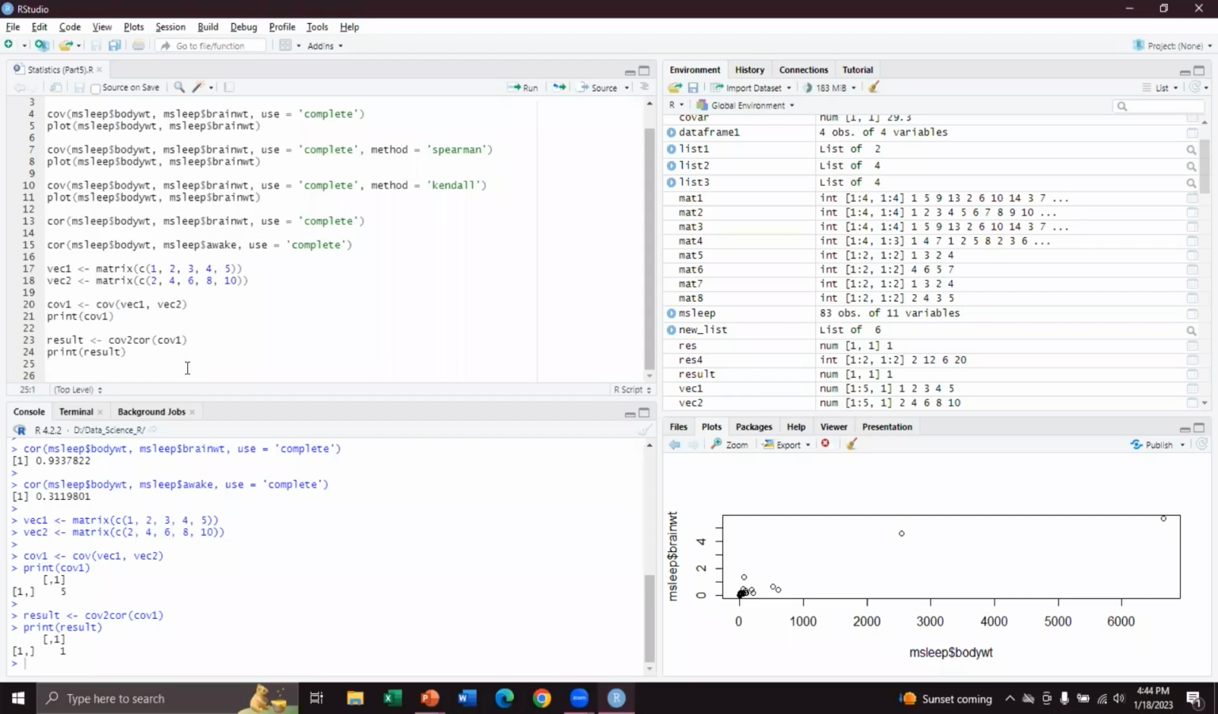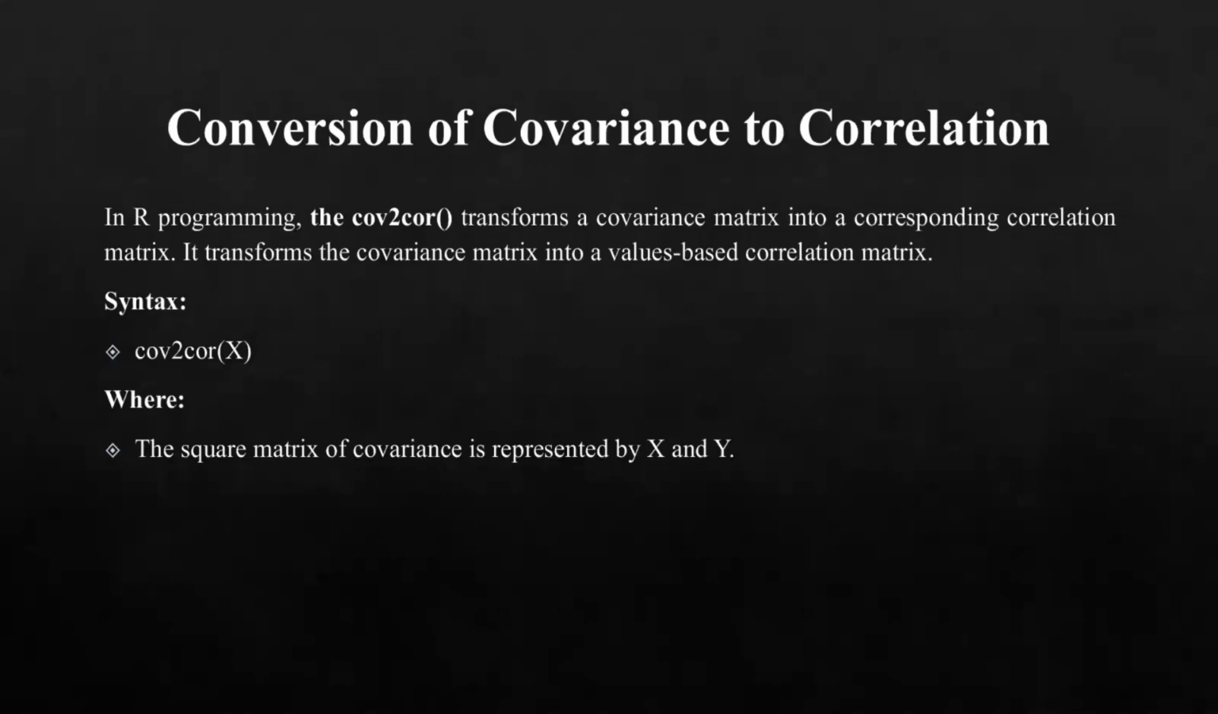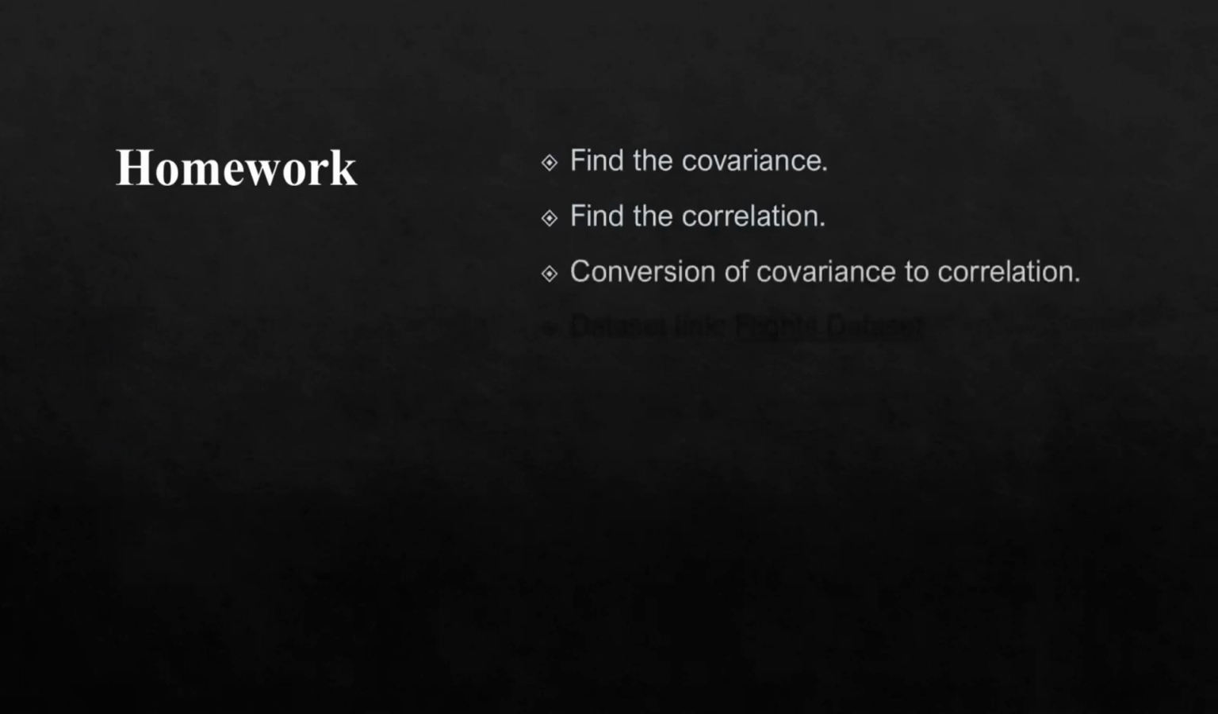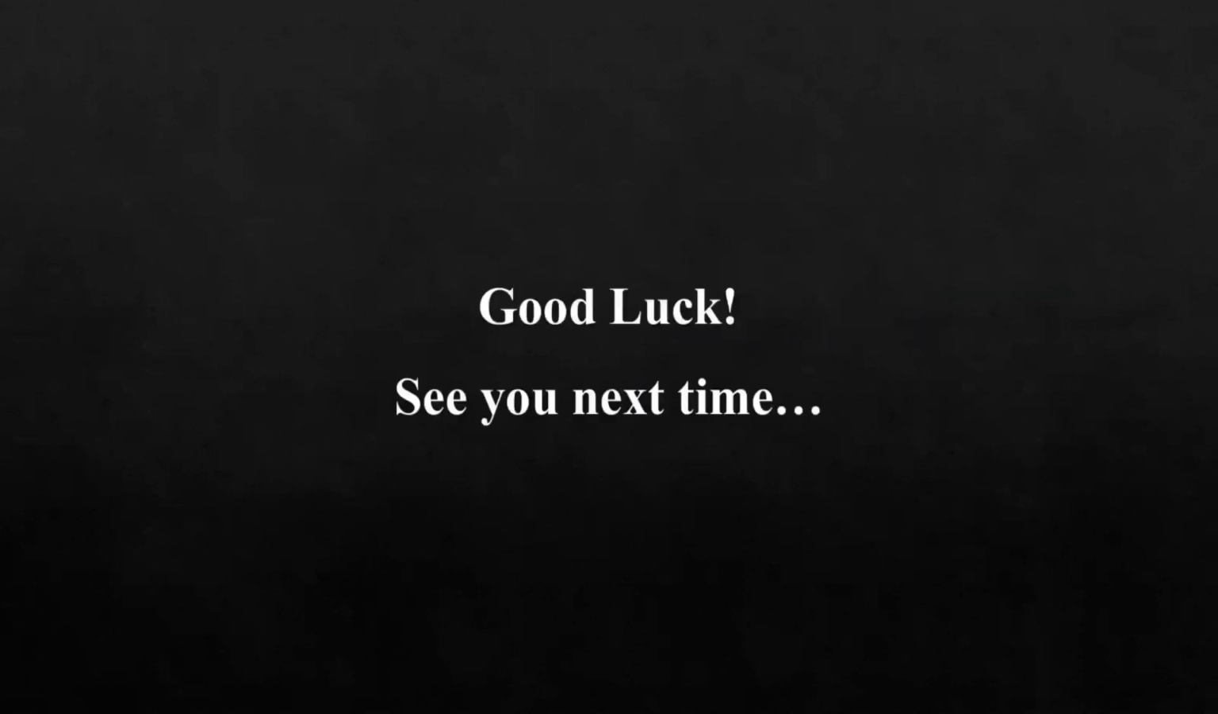Now let's get back to slides. So today you have learned about covariance, correlation, and how you can convert covariance into correlation. I have got some homework for you. You have to find the covariance and the correlation, and also do the conversion of covariance to correlation. Here I have placed the link of the dataset, which you can access with one click. So this is the end of this outline. Now good luck. See you next time.